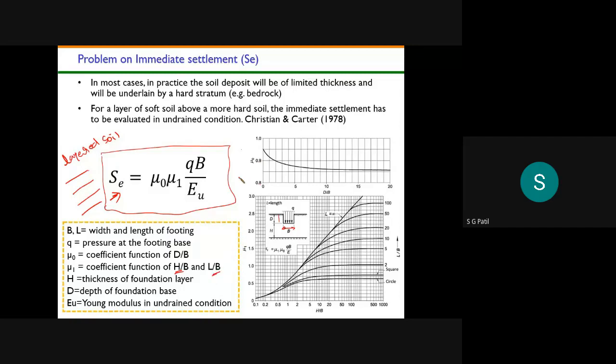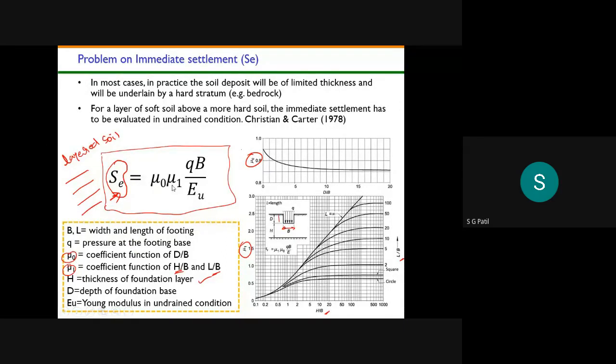You will get mu1 from this graph, and mu naught from this graph. For D by B you get mu naught, and for H by B and L by B you get mu1. Once you get mu naught and mu1, the thickness of the foundation layer is H, D is the depth of the foundation base, and E is the Young's modulus. Simply substitute in this equation and you will get the initial or elastic settlement, or immediate settlement.